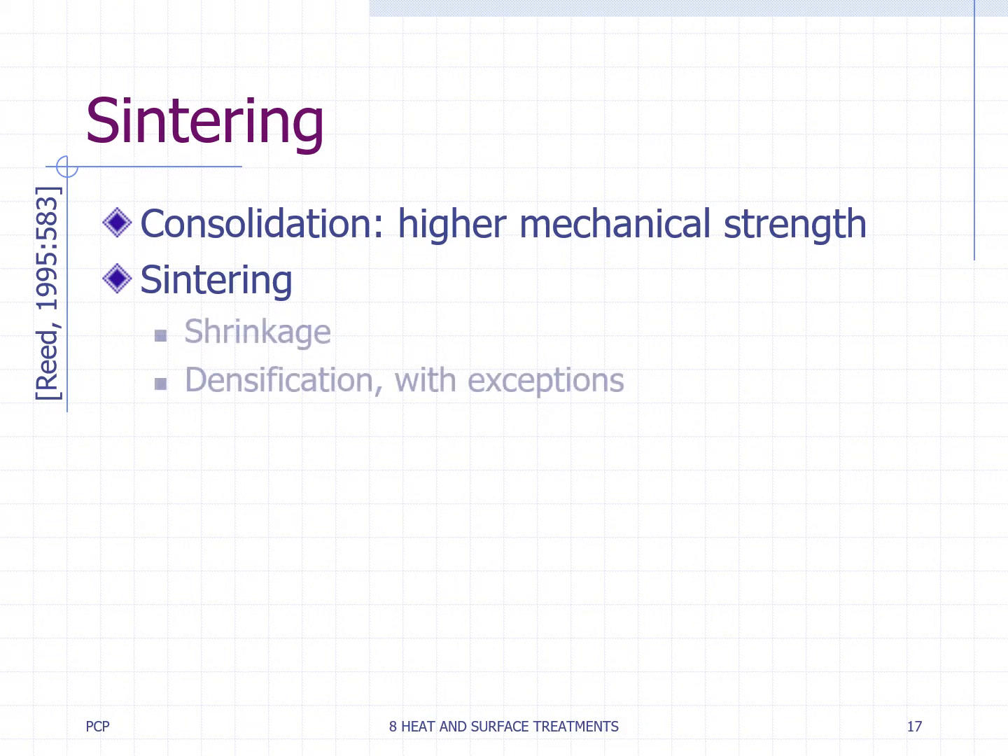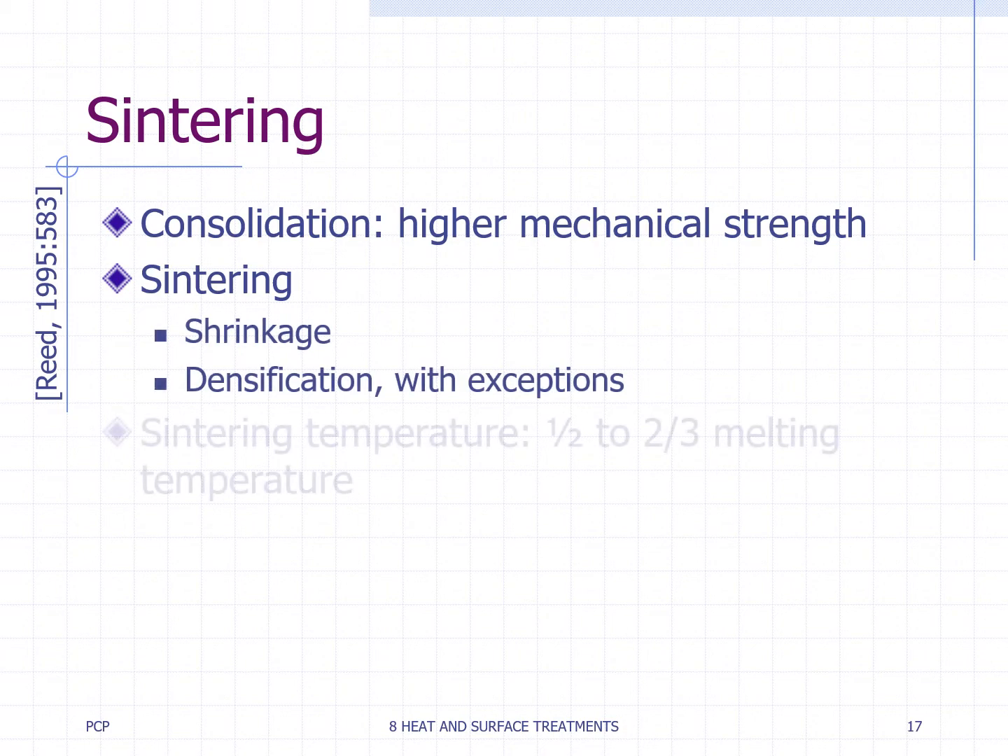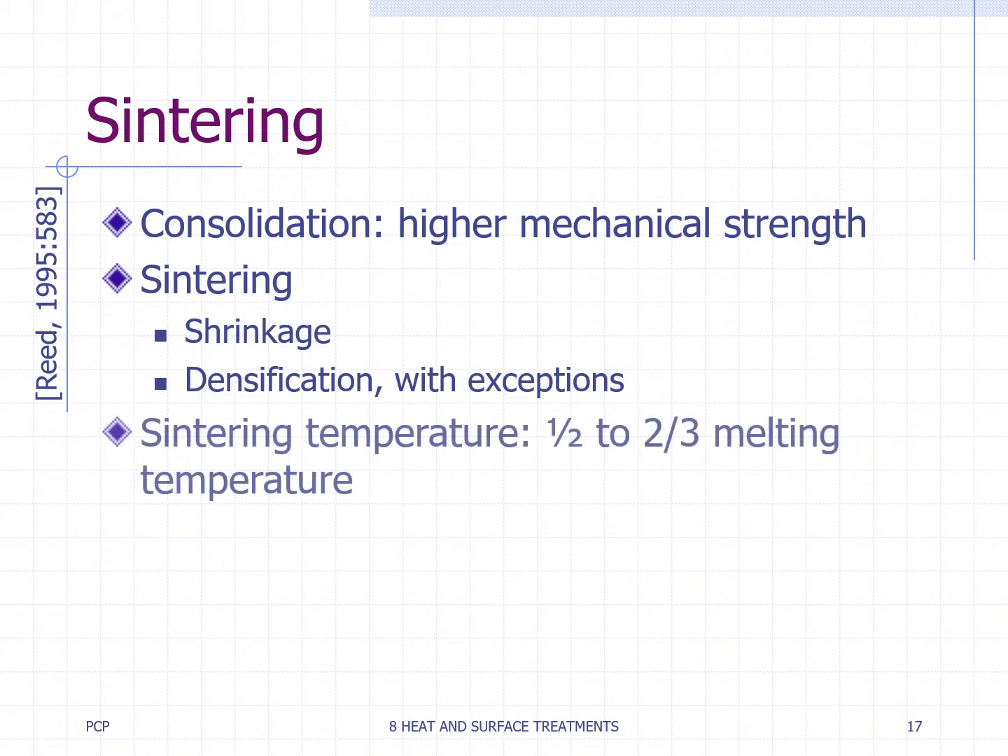Highly porous refractory insulation products may actually be less dense after they have been sintered. Sintering commonly occurs at 1/2 to 2/3 of the melting temperature in the case of a single component system.